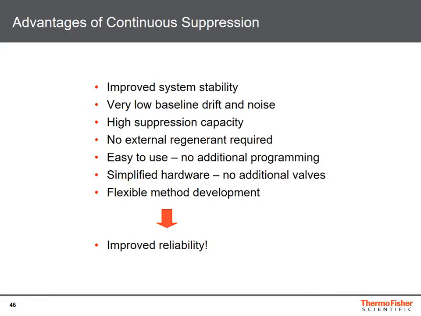This slide summarizes the advantages of continuously regenerated suppressor systems. In general, we observe an improved system stability, very low baseline drift and noise, and especially membrane-based suppressor systems exhibit a very high suppression capacity, which is especially needed when running concentration gradients. Typically, we don't need any external regenerants such as acids or bases. They are relatively easy to use. There's no additional programming in the software. In conclusion, we have simplified hardware, no additional valves, allowing very flexible method development, and overall, those kinds of systems exhibit an improved reliability.